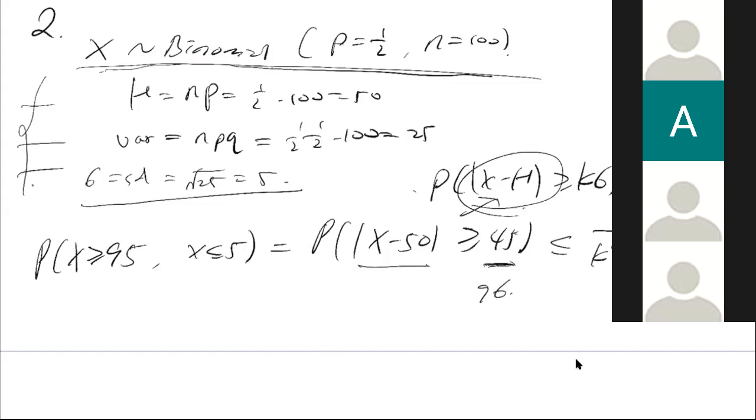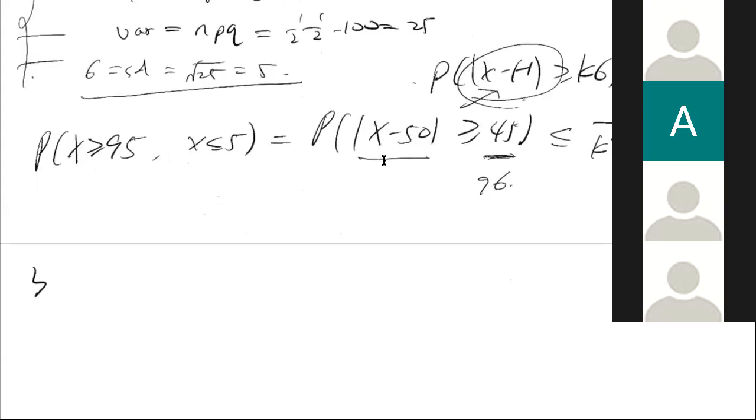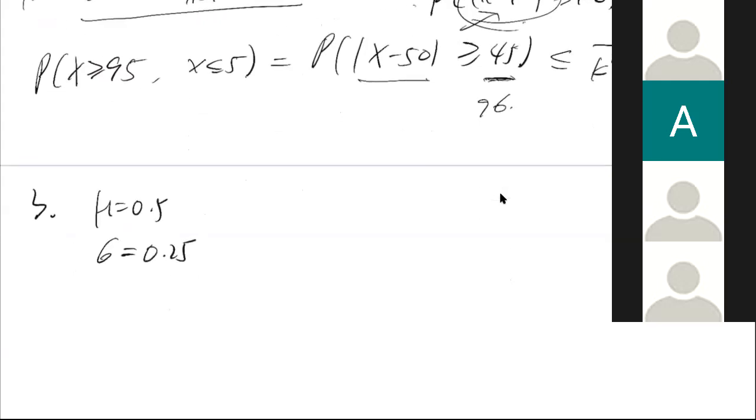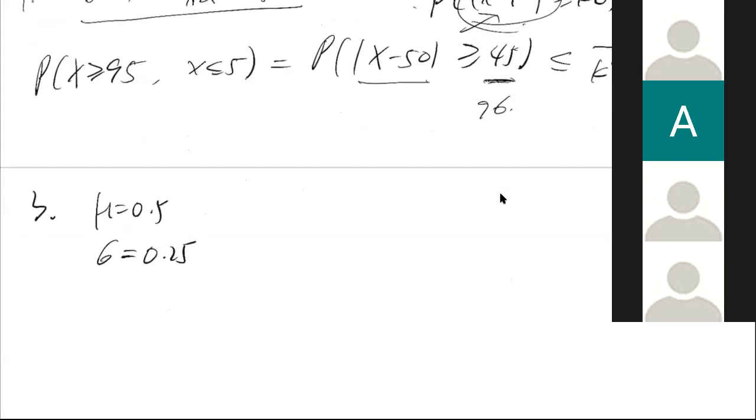And then let me go through problem 3. So problem 3 asks: we're given the mean is equal to 0.5 and SD is equal to 0.25. And we are asking what's the probability of getting in 0 to 1, like making a very accurate shot.